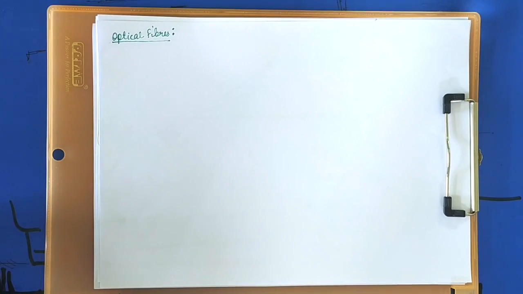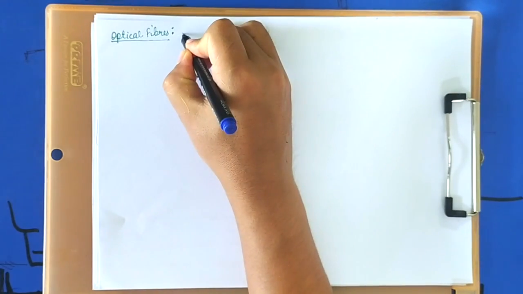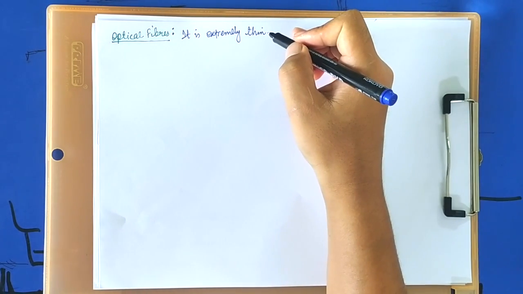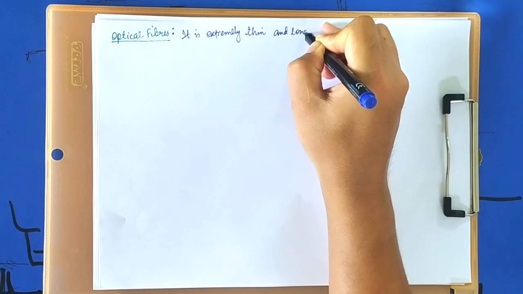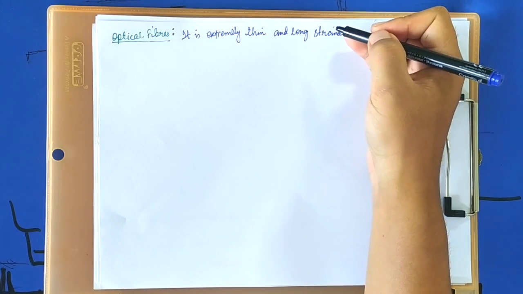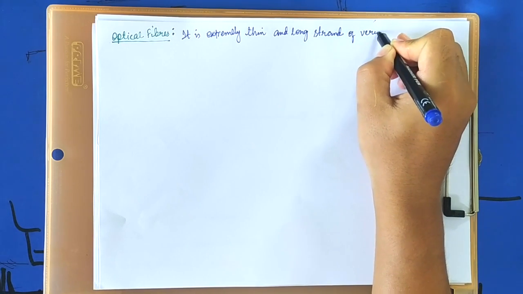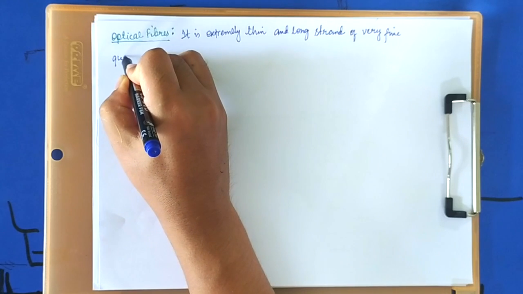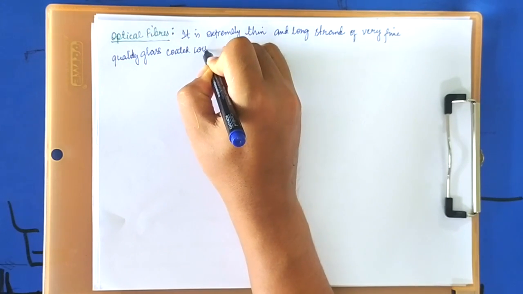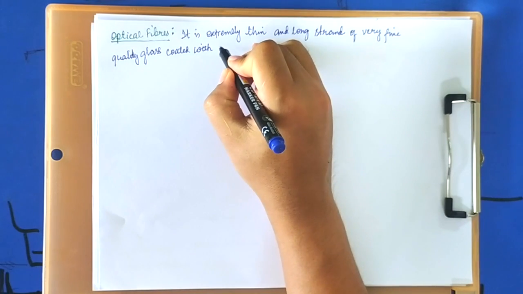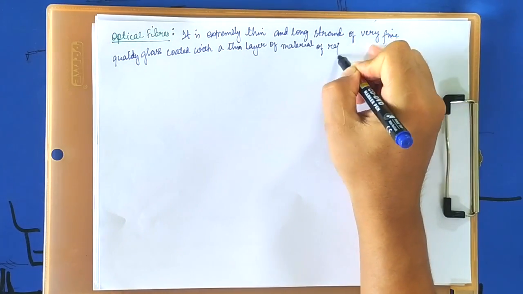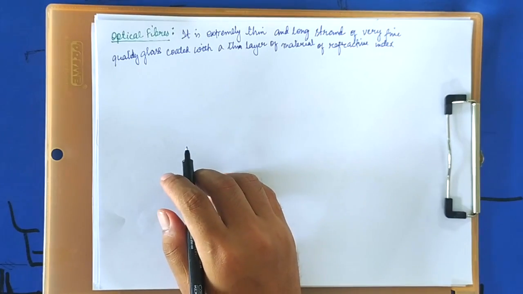Optical fibers. The definition: it is an extremely thin and long string of very fine quality glass, coated with a thin layer of material of refractive index less than the refractive index of the glass.